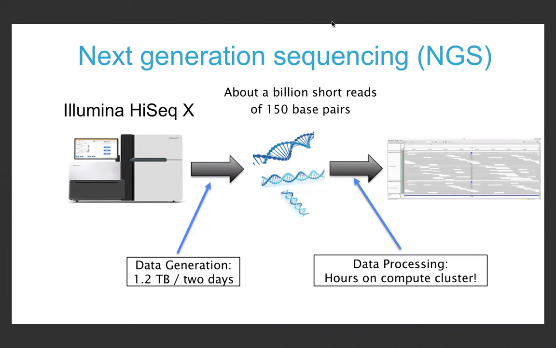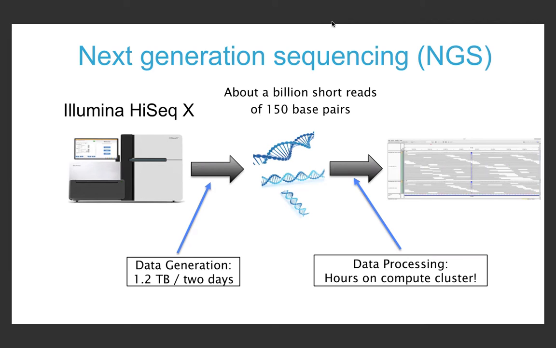One of the most widely used DNA sequencing approaches today is referred to as next-generation sequencing, or NGS. The process starts by taking a sample from an organism and supplying the sample to a next-generation sequencing machine, for example, an Illumina HiSeq machine.